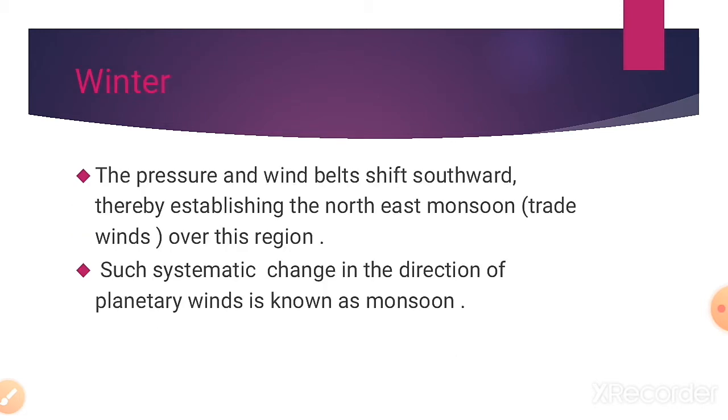So during winter, the pressure and wind belts shift southward, thereby establishing the northeast monsoon, that is the trade wind over this region. Such systematic change in the direction of planetary winds is known as monsoon.